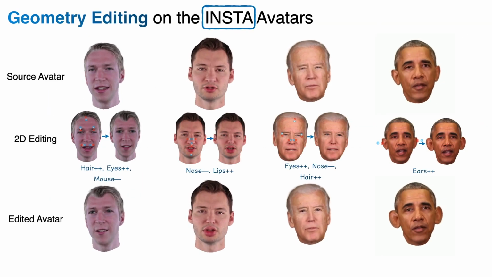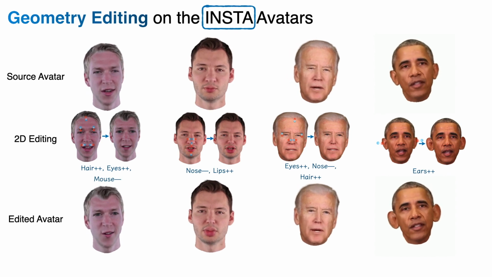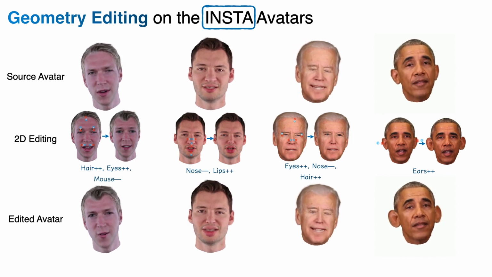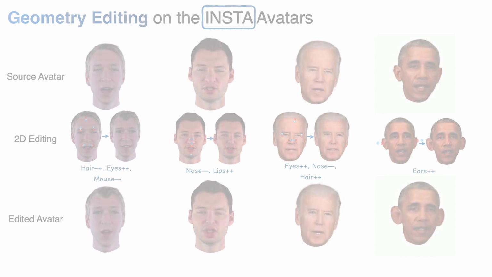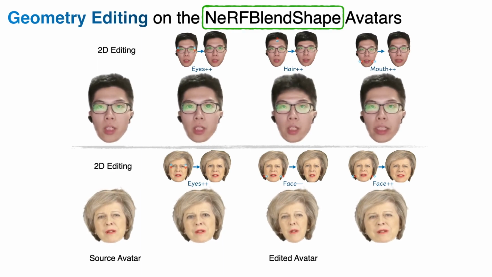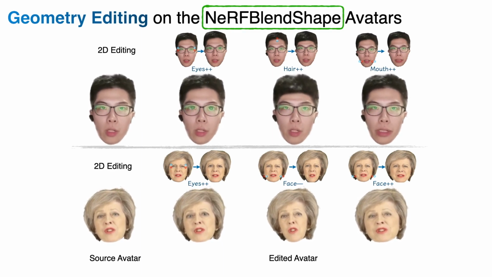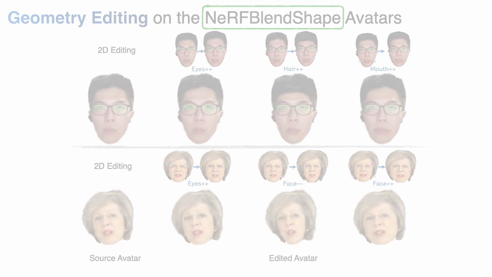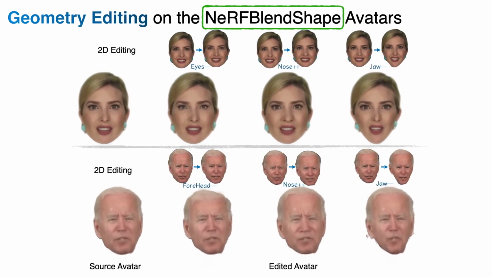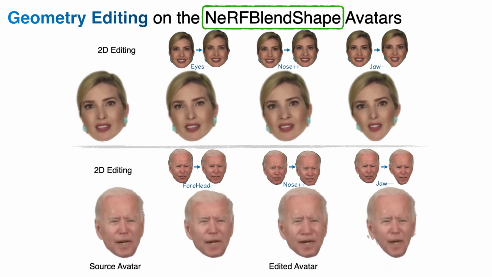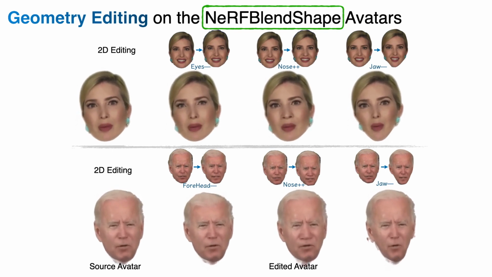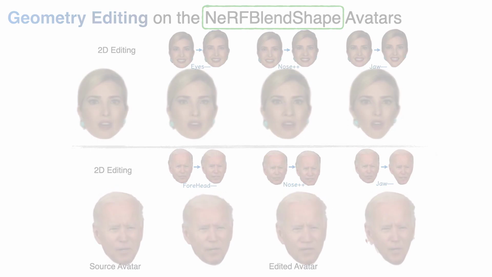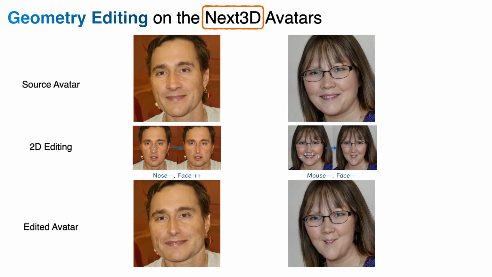For INSTA avatars, we drag to modify the geometry of various facial features. We also demonstrate the adaptability of our method on the NeRFBlendShape avatars. We show more results. We adjust the size of eyes, nose, jaw, and forehead, and render high-fidelity edited novel views. Here we show the results on the Next3D avatars.